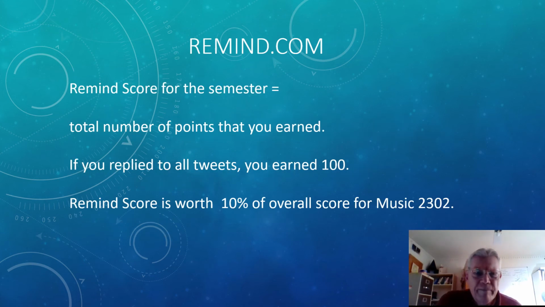Finally, the Remind score for the whole semester is simply the total number of points that you earned. If you reply to all the tweets, then your score would be 100. If you replied to only half of the tweets, your score would be 50. So it just depends on how many tweets you replied to. And overall, when we put together the final exam score, the quiz scores, and test scores, this Remind score is worth 10% of the overall score.